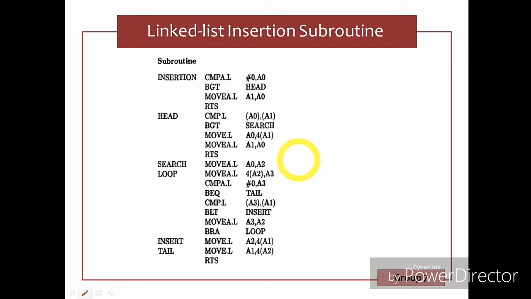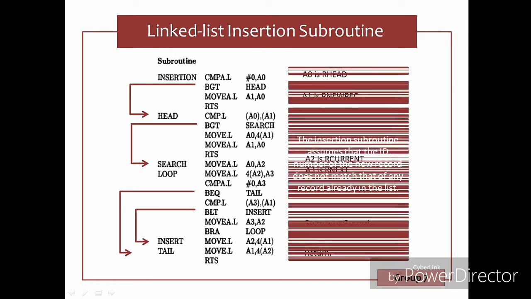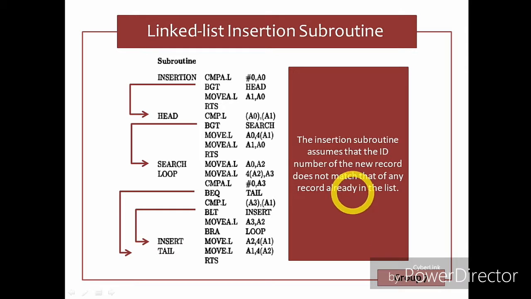So here is the linked list insertion subroutine. Compare address long word 0 into A0. A0 is our head. So if branch greater than 0, proceed to head. And if not, the branch is ignored. So move address long word. The insertion subroutine assumes that the ID number of the new record does not match that of any record already in the list.